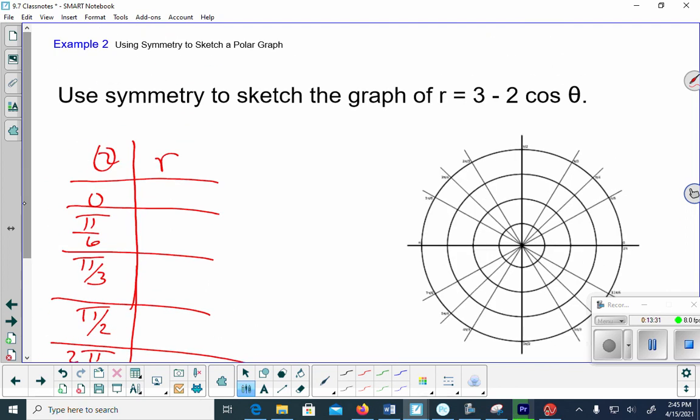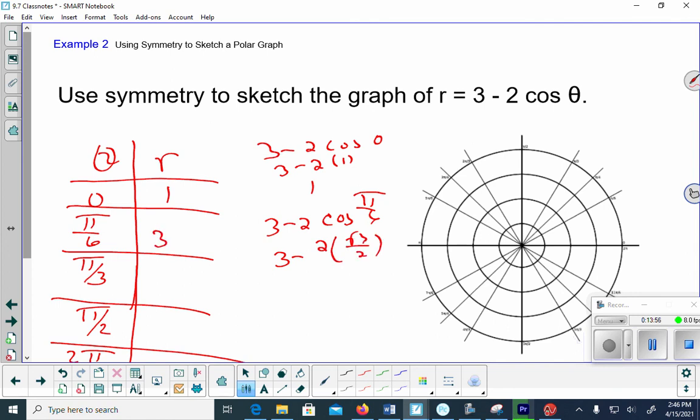So when I do this, I'm doing 3 minus 2 cosine 0. Well, the cosine of 0 is 1. So this will be 3 minus 2, which will just be 1. So this will be 1. Can I go that fast? I think I can. 3 minus 2 cosine of pi over 6. So this is 3 minus 2 times the square root of 3 over 2, which is 3 minus the square root of 3. We'll get a decimal approximation for that in a second.